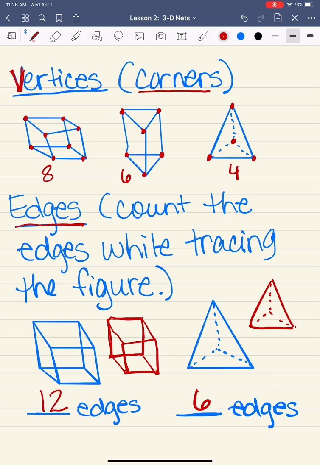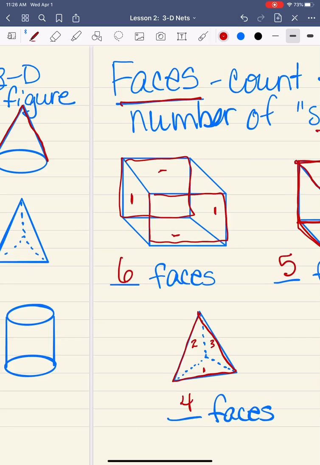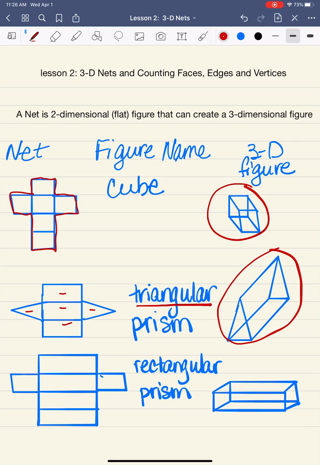Okay, remember after you've looked at this lesson, and it's okay to rewind it and stop it as many times as you want, but after you're done with that, then go and do your practice problems. Again, it'll have this name, so lesson 2, 3-dimensional nets, and you'll be counting faces, edges, and vertices, and there'll be problems similar to the ones that we've practiced here. Good luck.